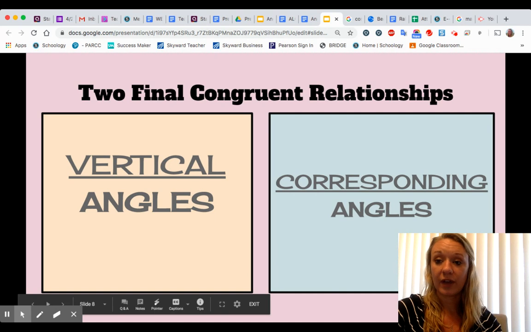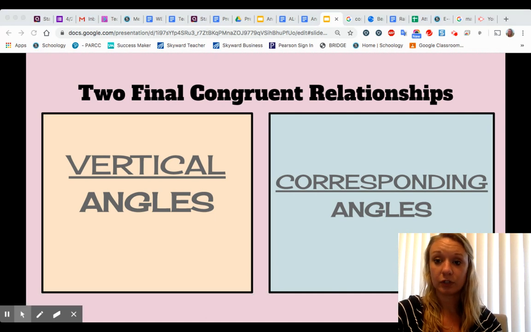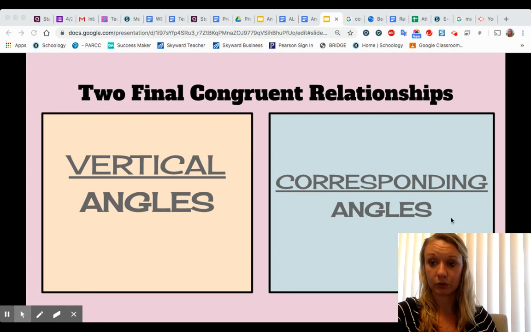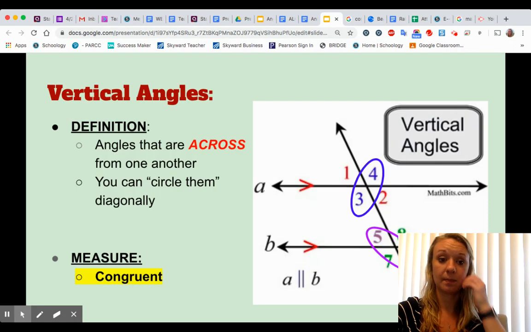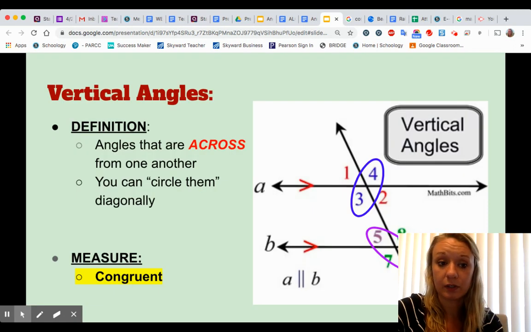These are the two final angle congruent relationships that we're going to look at today. So we're going to talk about vertical angles and we're going to talk about corresponding angles. So if you have your notes, this is what you're going to want to add to it. So let's get started with vertical angles.